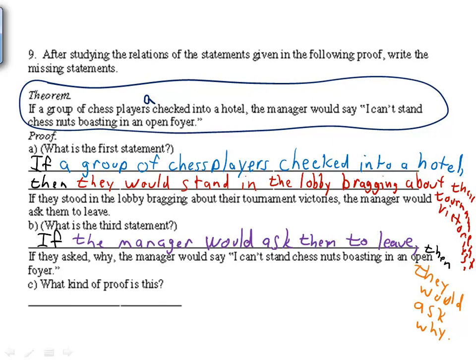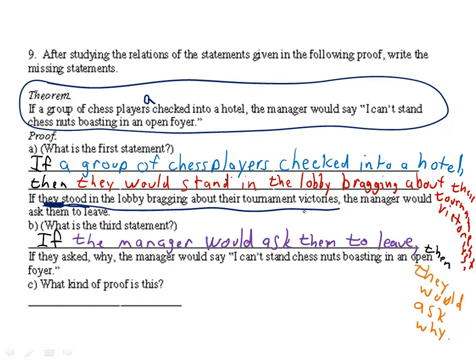How do we get the second statement? We look after this first statement. They sit in the lobby bragging about their tournament victories. So we would say, if a group of chess players checked into a hotel, then they would stand in the lobby bragging about their tournament victories. How do we know that? Because remember that each succeeding conditional statement begins with the conclusion of the previous statement. So this is the next statement right here, that has to be the conclusion of the previous statement. That's where we get that from.